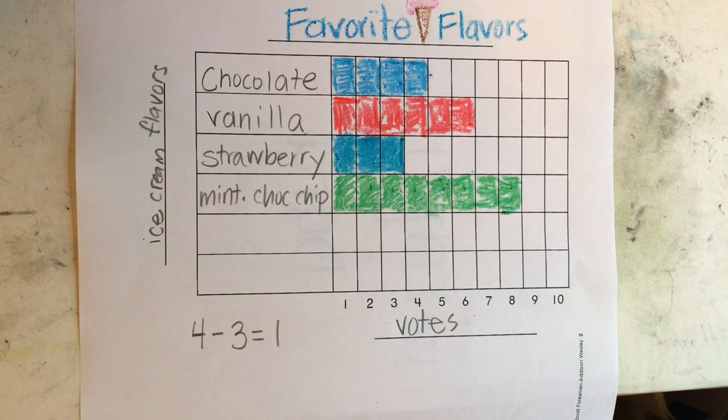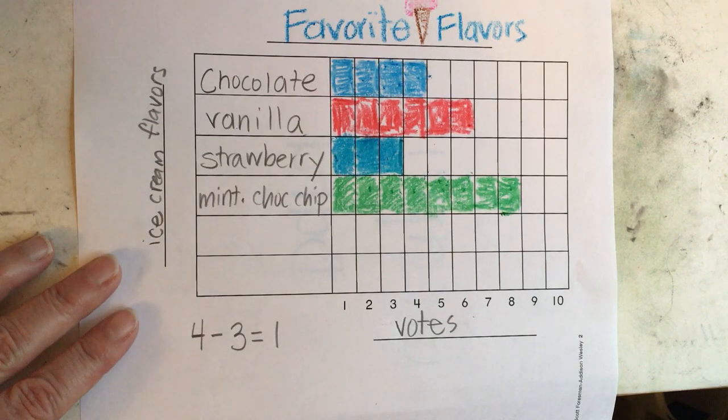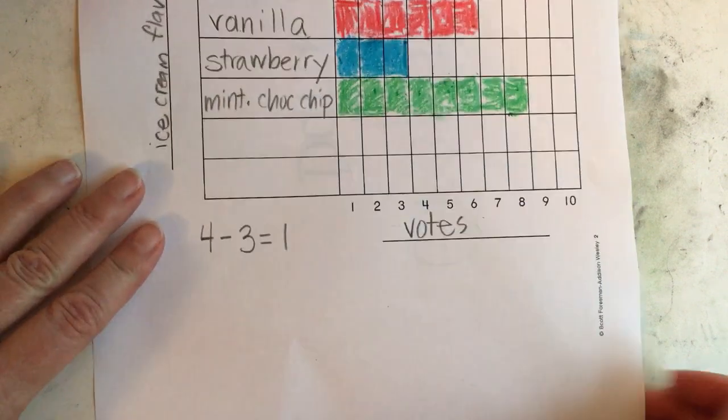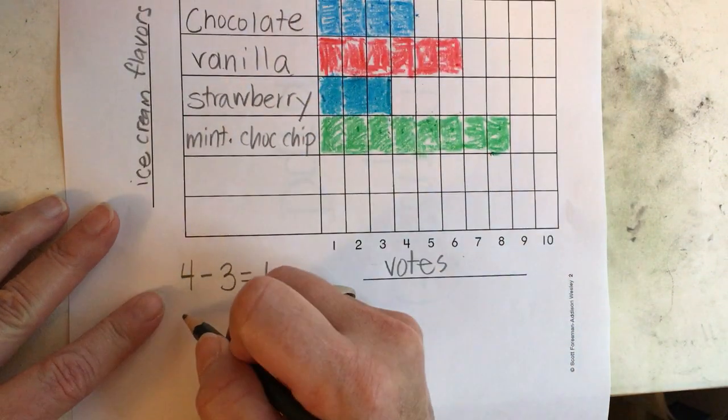What if I asked you this question? How many people voted in all? Oh my gosh, how in the world would I find that number? Yeah, I would need to count up all of the votes. Good. So I could do it as a math sentence, or I could just count them. So I'm going to do it both ways, okay? So I'm going to start with a math sentence.